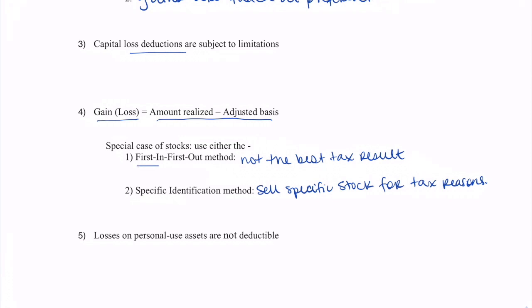And if you use the FIFO method, you may not get the best tax result, but it's kind of the quickest and easiest if you don't care. Specific identification: if you know the specific stock you're selling, you can have more control over what the gain would be or the loss for that. Again, star number 5, losses on personal use assets are not deductible.